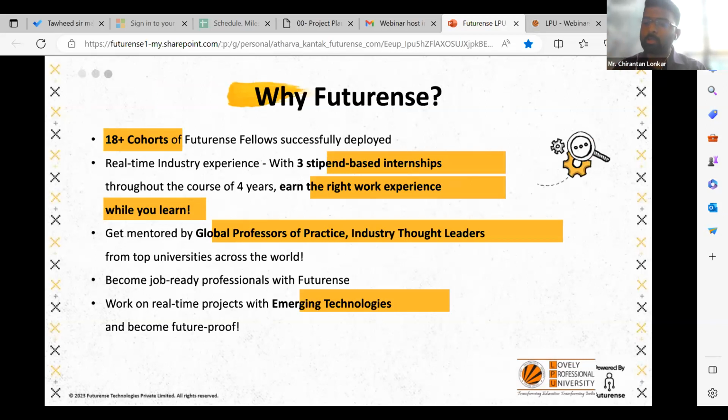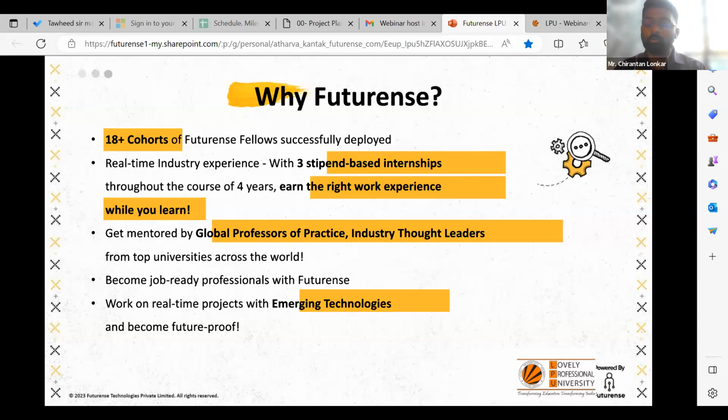We have talked about why we are going ahead with Futurance. We have 18 plus cohorts, and trust me, these 18 plus cohorts have been successfully deployed. If you don't understand what a cohort is, it's a group, anywhere from a minimum of 20 to 30 people. These 18 cohorts till now have been deployed, and not with some random Tom, Dick, and Harry companies. They are placed with Fortune 500 companies, the companies that stand out globally, brands that everyone across the industry knows.